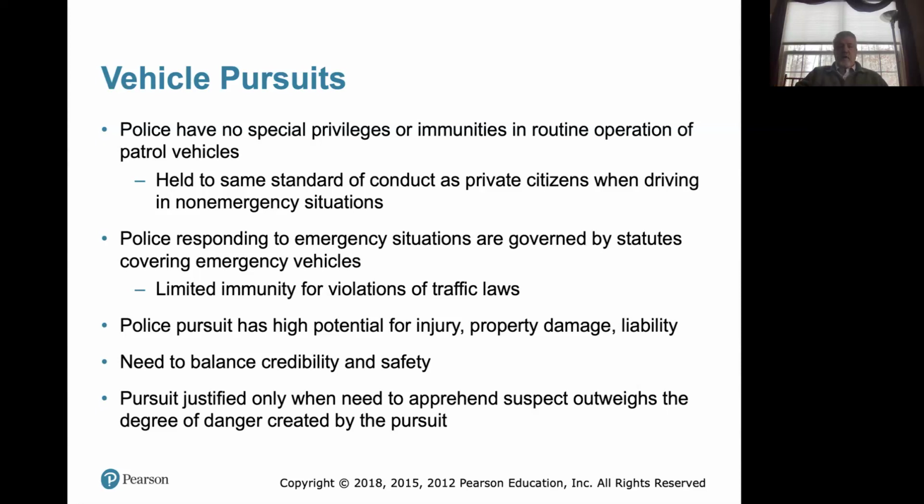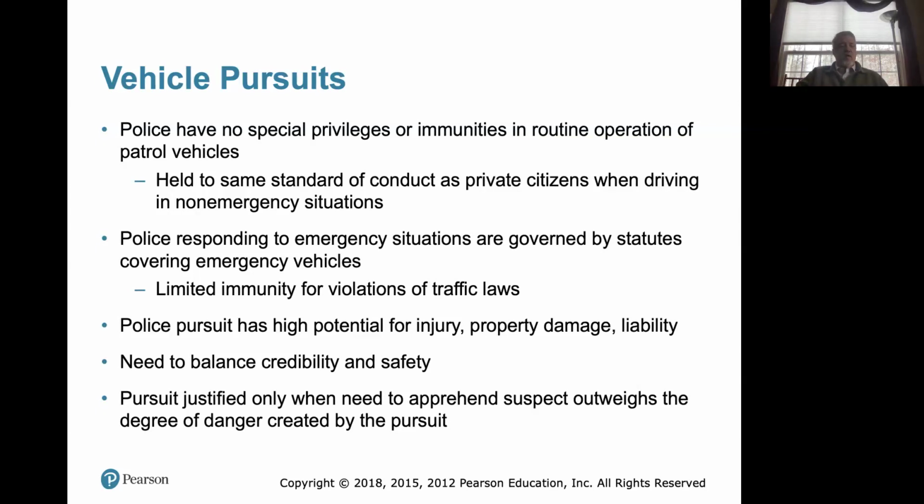On the other hand, police responding to emergency situations are governed by statutes covering emergency vehicles. We have statutes that cover emergency vehicles, what they can and can't do, and what kind of lights they have to have on if they're going to violate the traffic rules to respond to emergencies. Regarding police pursuits, in some states, if you've broken the law, the police can pursue you at any speed, but it also has a high potential for injury, property damage, and liability.